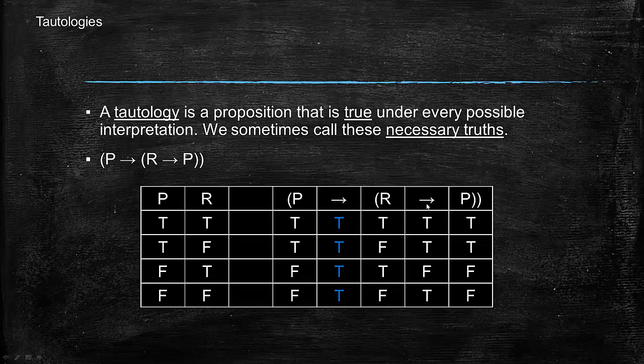So we evaluated under the arrow TTT, FTT, TFF, and FFT, and this allows us to evaluate the main connective, the second arrow here, and we see that T, T, T, T, T, T, F, F, remember, gives you a T with the arrow, and FT also gives you a T. So this shows that this is a necessary truth, true under all interpretations, and that's what a tautology is.